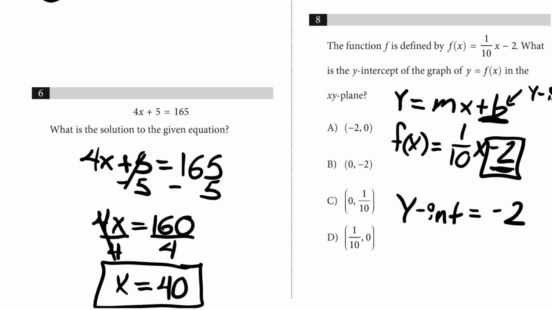Whenever we have one of the intercepts, in this case we have the y-intercept, that means that the other variable is equal to 0. So if we have an ordered pair of x and y, we know that x is 0 and y is negative 2.